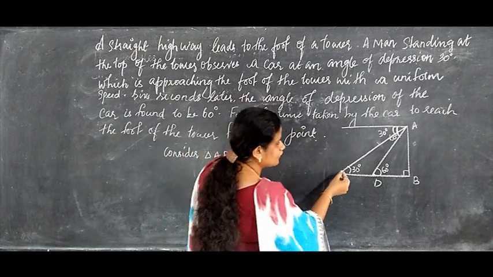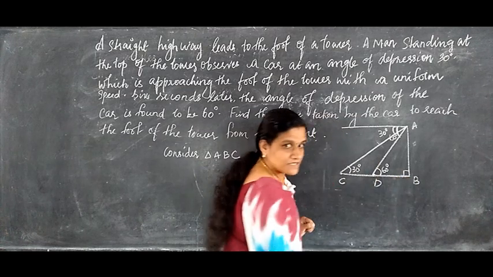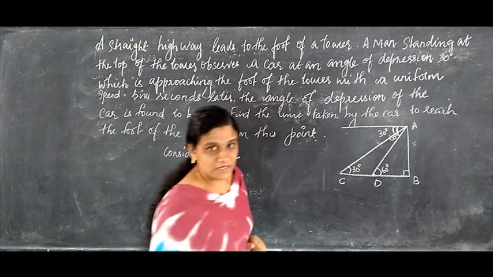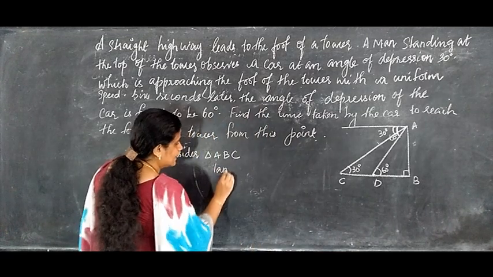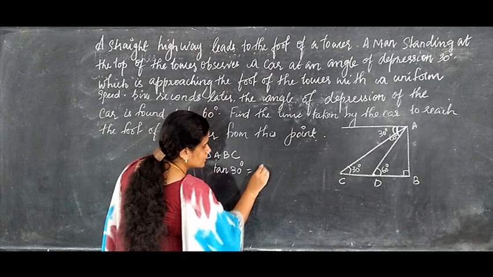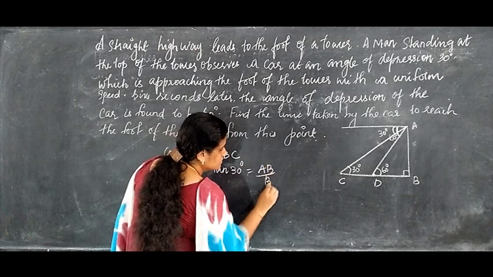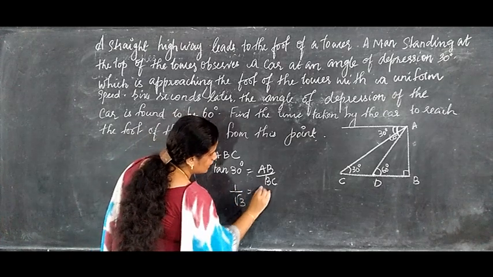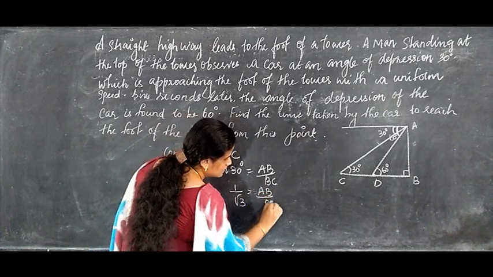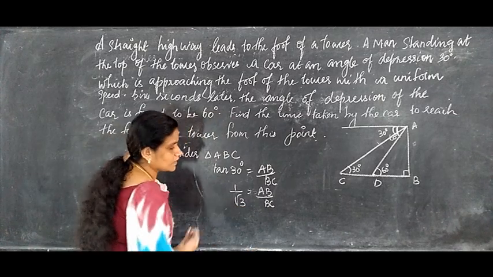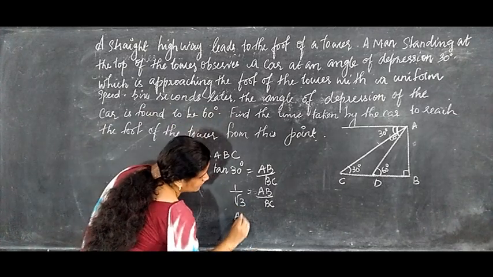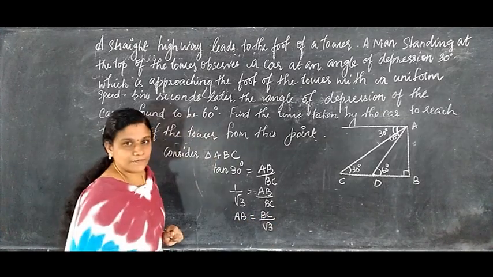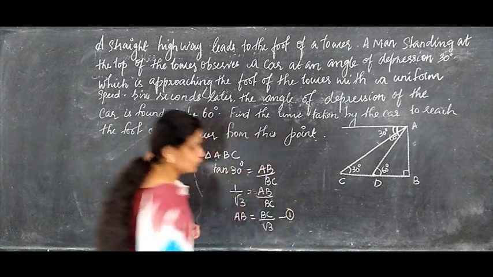Okay, we have to find the time taken. So here, tan 30 degree is equal to AB by BC. What is tan 30 degree? It is 1 by root 3, equal to AB by BC. So from this, AB is equal to BC by root 3. This is equation number 1.